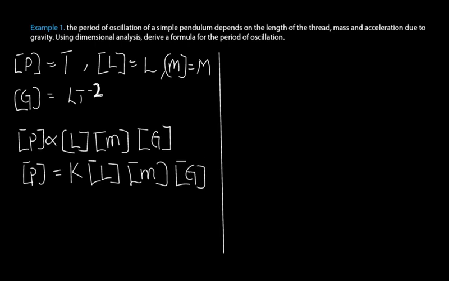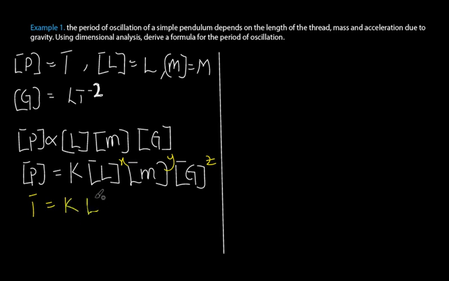Now we don't know how these quantities are related, so we give them powers, let's say x, y, z. We need to find the values of x, y, and z. From these findings, we can determine how the period of oscillation depends on the length, the mass, and the gravity. So from here, this shows that the dimension of period, instead of writing it in brackets P, we write T after this point. So we have T is equal to the constant.